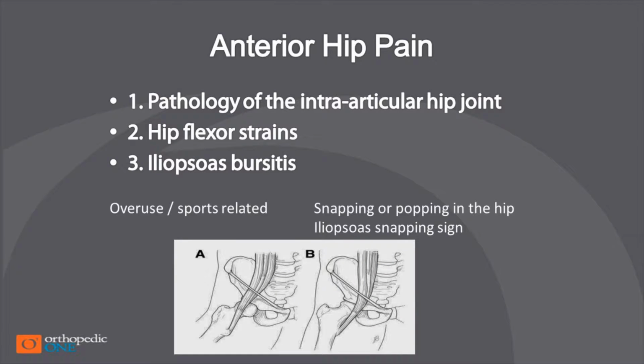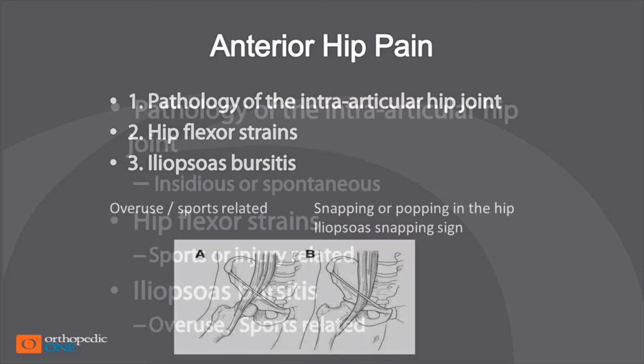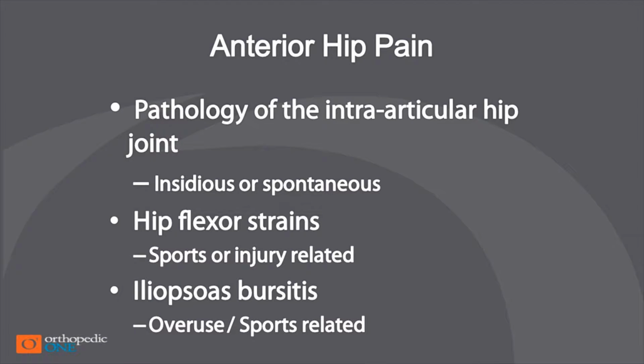But a test that you can do is the iliopsoas snapping sign, where you flex the hip, externally rotate, and abduct the leg. That's your starting position. And what that does, as you can see in A, is take that iliopsoas muscle and put it over on the lateral side of the femoral head, the ball of the hip socket. And as you take that leg and extend it down and internally rotate it, sometimes that iliopsoas, if there's a lot of inflammation, will literally snap over the top of the femoral head and can cause a pop. It can be audible sometimes. It's usually painful.